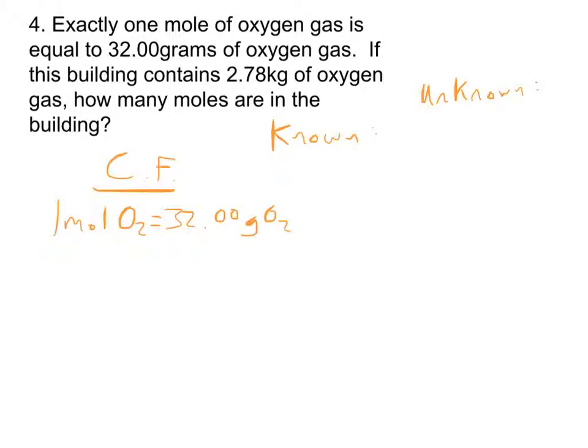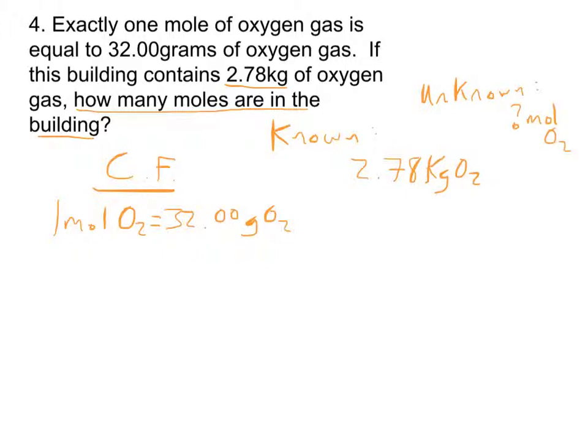The known is any other information that you know in this problem. Well, the other numerical information that you know is that you start with 2.78 kilograms of oxygen gas. And then your unknown is what you're looking for. If you read the question, it says right in the question how many moles are in the building. So you're looking for how many moles of oxygen gas are in the building. So your unknown is moles of oxygen.